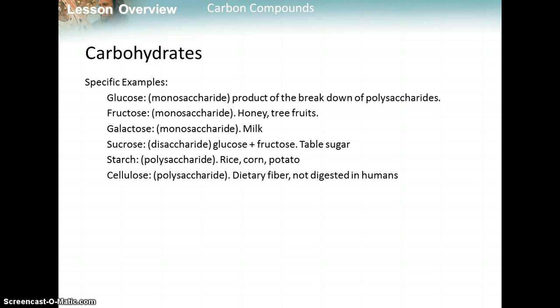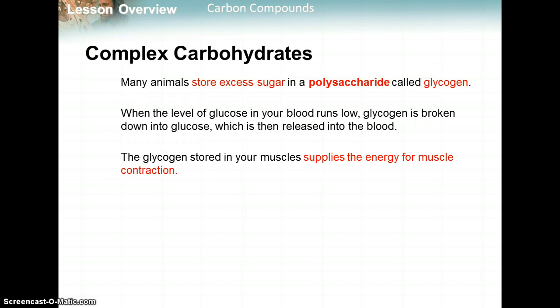And then cellulose is that very fibrous part of plants that doesn't get digested in humans. That's why you're supposed to eat lots of fruit and vegetables. They're high in cellulose. They keep your digestive system going because you can't digest or absorb it. So it helps clean out your system. We'll talk about that later on when we talk about the digestive system later this unit.